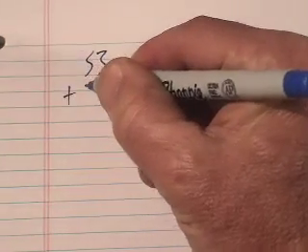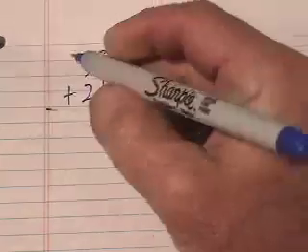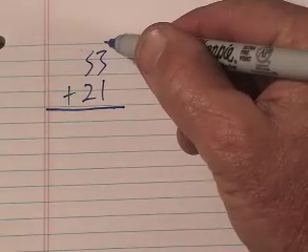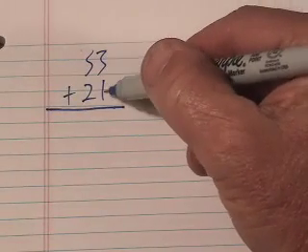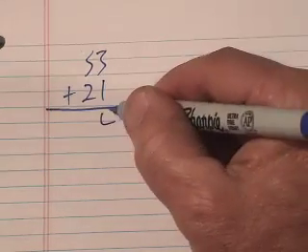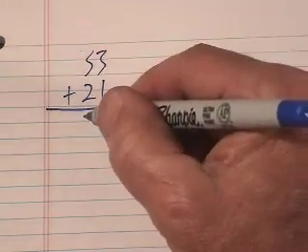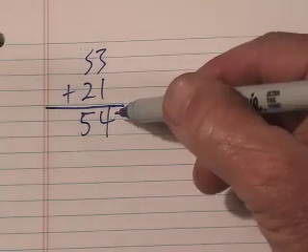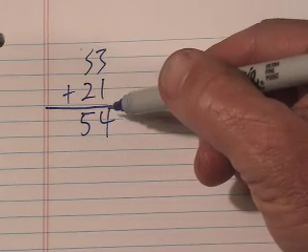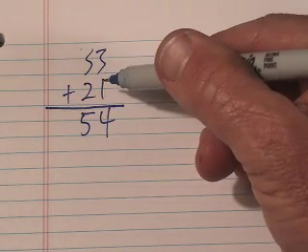How about something like 33 plus 21? Now, with the addition algorithm, we start with the ones. The 3 and the 1, we're going to add our columns. 3 plus 1 is 4. 3 plus 2 is 5. So the addition algorithm is one of the operations where we start with the ones, the smallest numbers, and the smallest column, and then we move to the left.